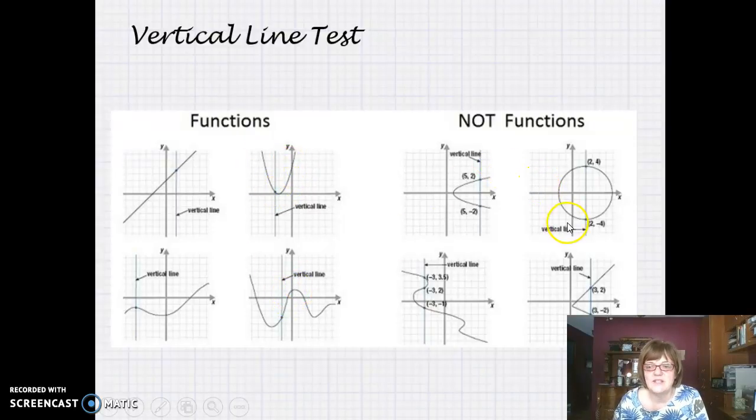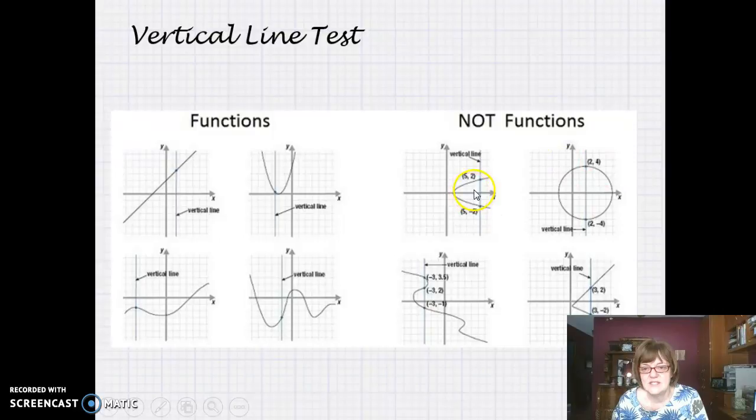Over here we've got some examples that are not functions. A good old circle is not a function because no matter where we put this line, it just matters that it happens once, but it happens all over the place. We'll pass through 2 locations on the graph.